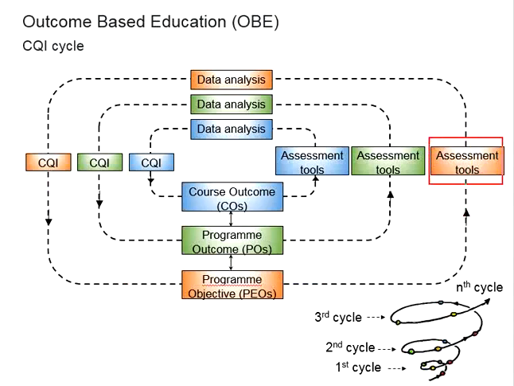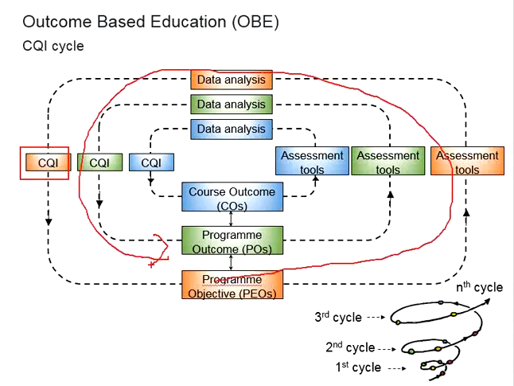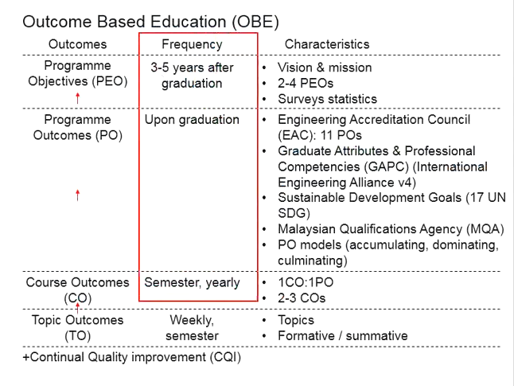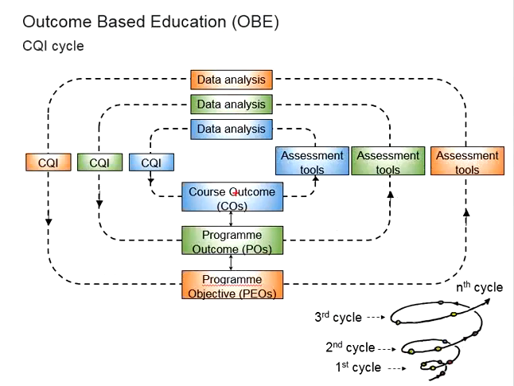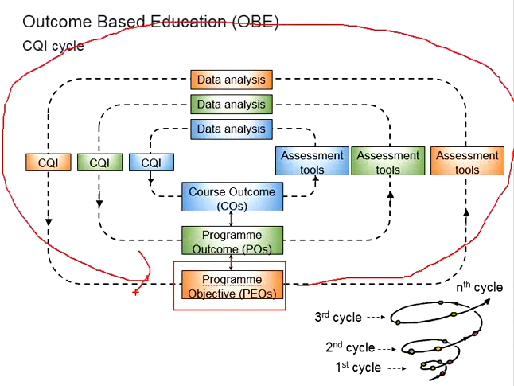Again, there will be a series of assessment tools, which may not necessarily be the same as the assessment tools that you use to assess the course outcome and the program outcome. You will need to do the data analysis and then proceed with CQI until you restart the cycle. You see the frequency of the assessment here. That means now the cycle durations at different levels will be different. The course outcome level will look faster, while the program objective part will look slower.